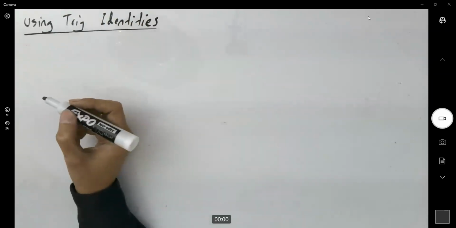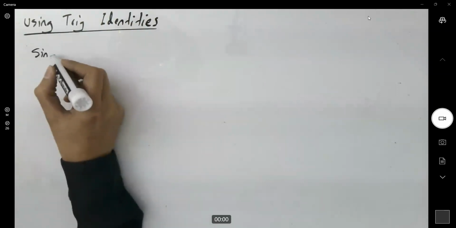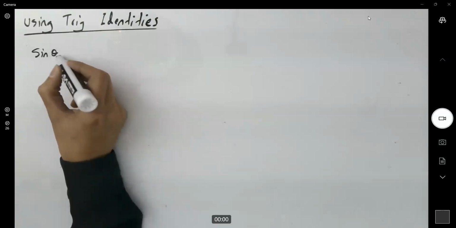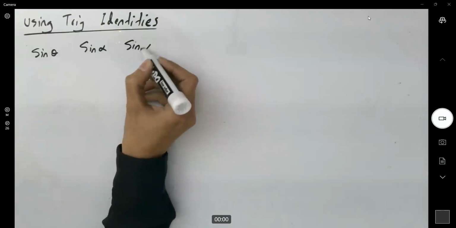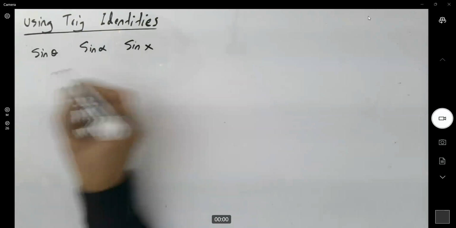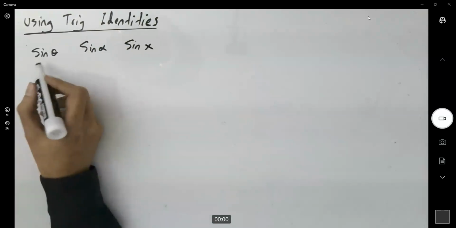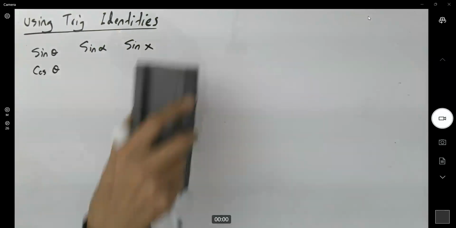Remember, we start talking about trig functions, am I right? We said that we have a sine of an angle. That angle can be theta. It can be, for example, sine of alpha. In general, it can be sine of x. And then taking the sine and then the cosine functions, we build some new functions out of those.